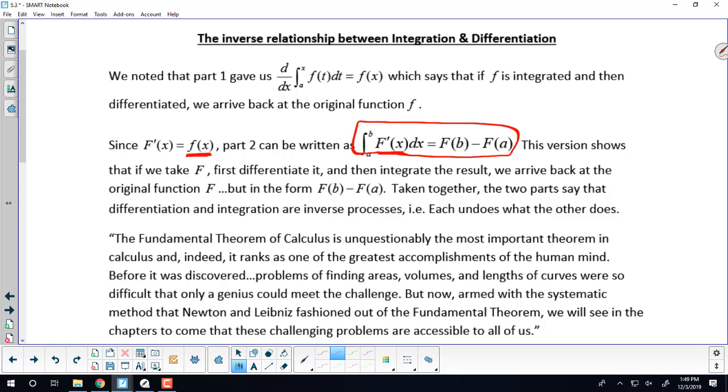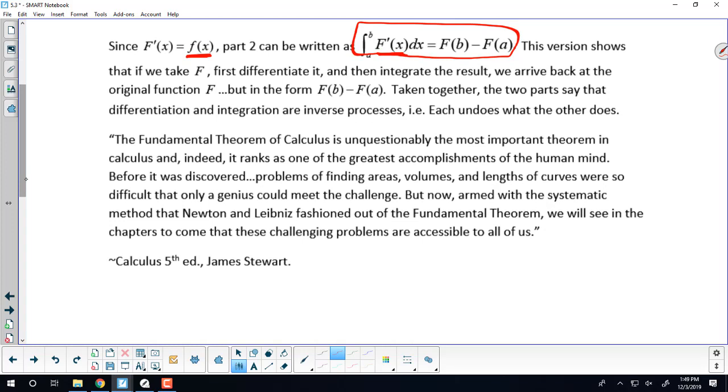So taken together, those two parts, the differentiation and integration, are inverse processes, i.e. each undoes what the other one did. And then I just took this quote from another calc textbook. We kind of take these two theorems for granted, but as this person says, it really was the most important theorem in calculus, and indeed ranks as one of the greatest accomplishments of the human mind. That's this guy's opinion, but he's a well-known calc author, so the theorem is a really big deal, even though we just use it and don't really think about what it is.